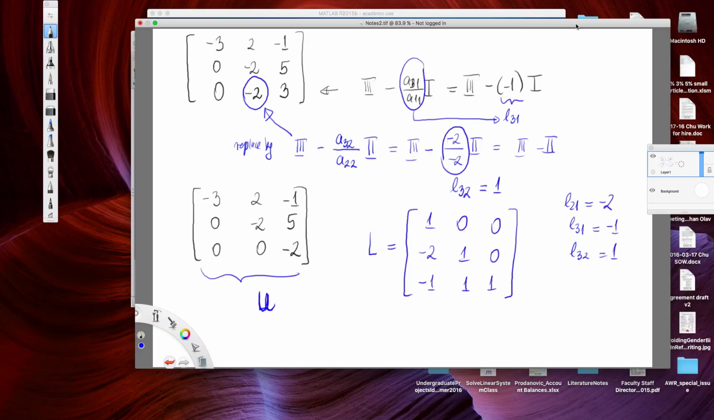Now I'm going to solve the system. Step 2 is to solve LD equals B, and then UX equals D. LD equals B is a lower triangular system.